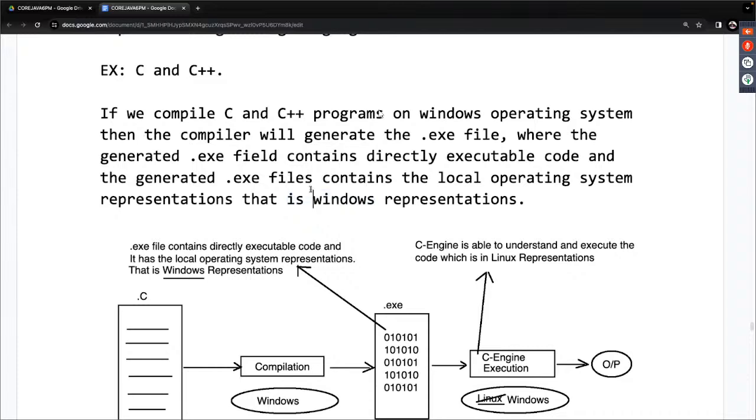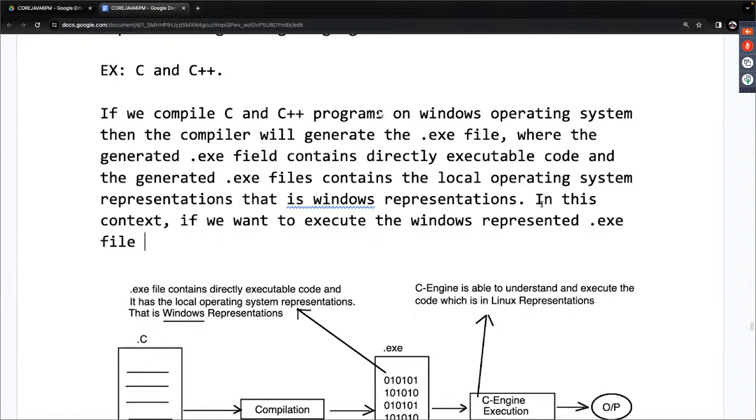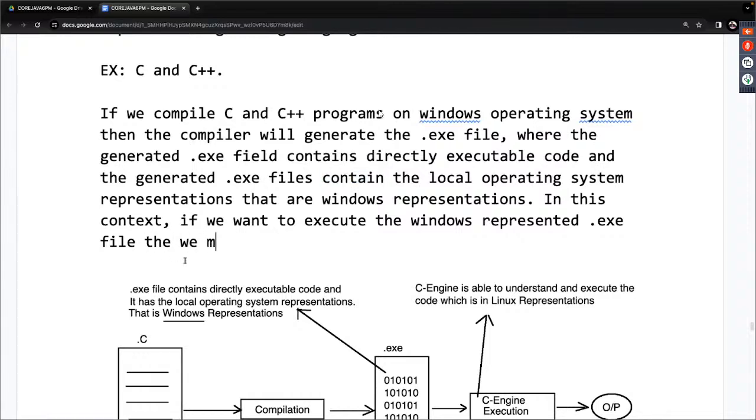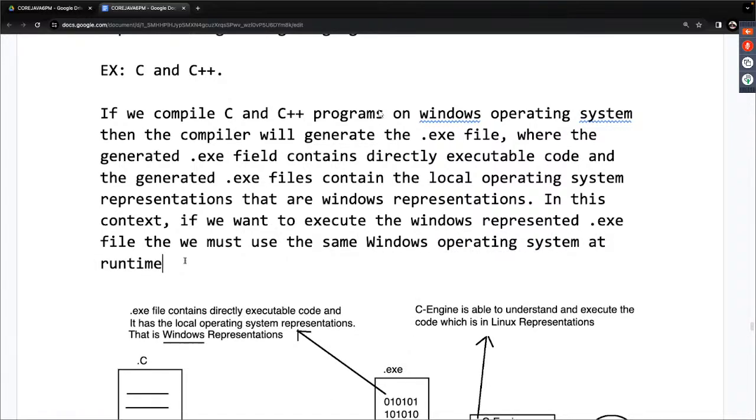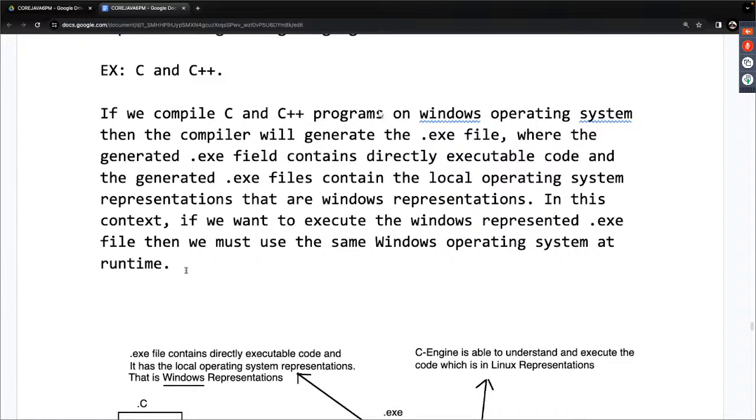All of you understand it clearly? Local operating system representations, that is, Windows representations. In this context, if you want to execute the Windows-represented .exe file, then we must use the same Windows operating system at runtime. Right, sir. This is the point I'm giving here now. All right, that's okay, fine.